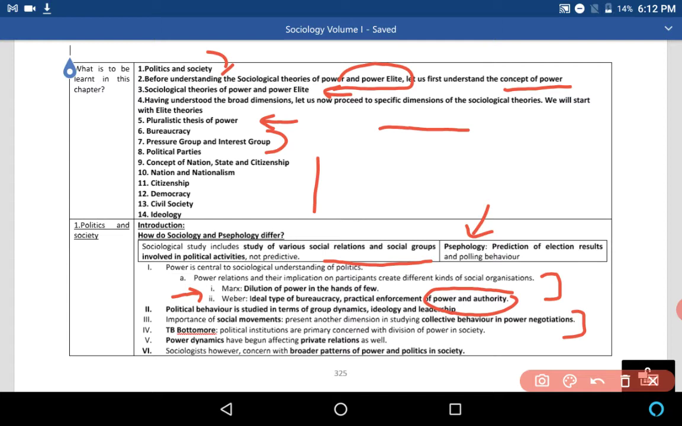Now, what T.B. Bottomore says here is very important, because he says that primarily the political institutions are associated with how power is divided in the society. And when you look at the very specific basis, you will see the broad power thesis begin to influence the micro changes in the society.